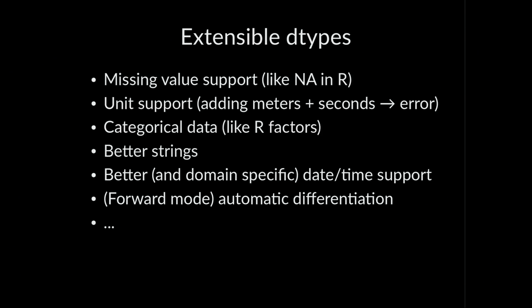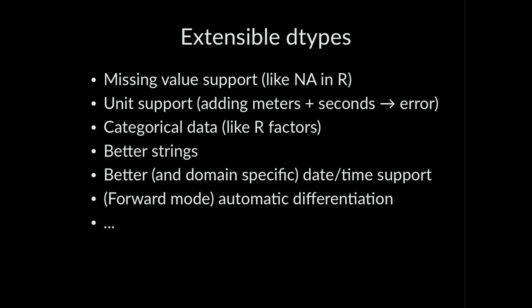Things like numbers with units attached, so that if you try to add an array of meters and an array of seconds, you get an error instead of just silently getting nonsense. Holding categorical data, similar to what R does with its factors. NumPy has some string support, but it's kind of grotty and hard and annoying and limited. We'd like to do better.